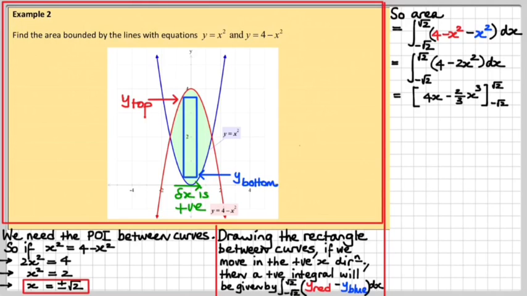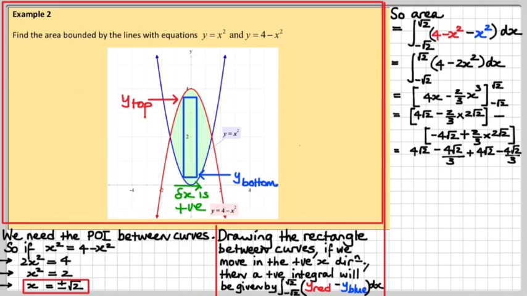Let's do the integration. There it is. 4x minus 2/3 of x cubed. Okay, from minus root 2 to plus root 2. Now let's sub in. So we get that subbed in. And then when we fiddle around with that, I won't bore you with the algebra, we get that, which gets to that. Wow. Isn't that great? That is the answer. Yes?